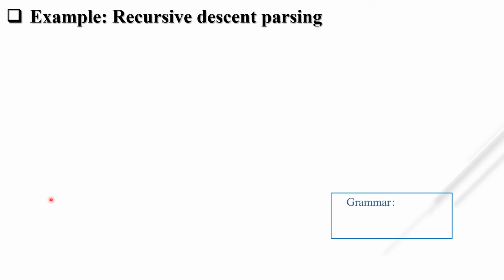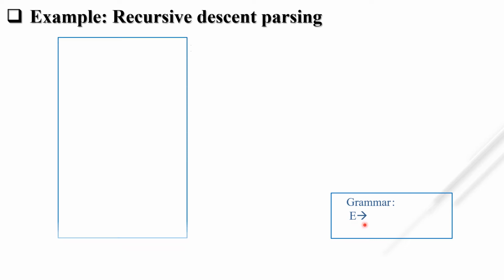Suppose our grammar starts with capital E. As in top-down parsing, this is the starting symbol. In top-down parsing, we always parse the tree with the help of the starting non-terminal. So this is our starting non-terminal symbol. As we know, in a recursive descent parser we have to create a procedure for each non-terminal. So first we create the procedure for E.